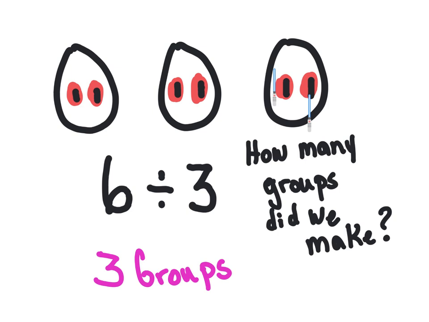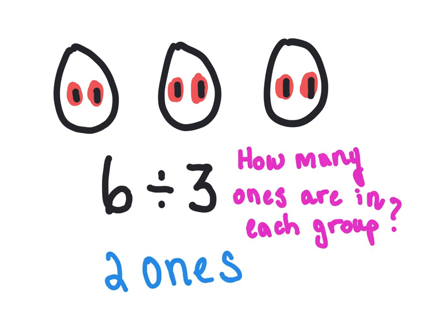We made 3 groups. How many ones are in each group? Well, we have 1, 2, 3, 4, 5, 6. That represents our total. And we divide by how many groups that we made. We made 3 groups to fit in all of these 6 ones equally. So how many do we fit in each one of those 3 groups equally? We put 2. So there's 2 ones in this problem.